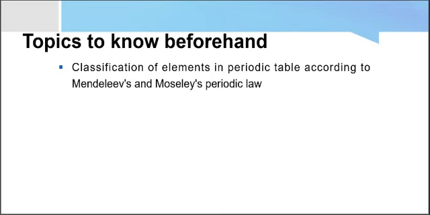So you need to know the classification of elements in the periodic table. So how the periodic table was formed on the basis of various laws. There were many laws before Mendeleev's and Moseley's law, which were discarded due to some defects in them. So you need to know the basic formation of periodic table on the basis of Mendeleev's law and Moseley's periodic law.